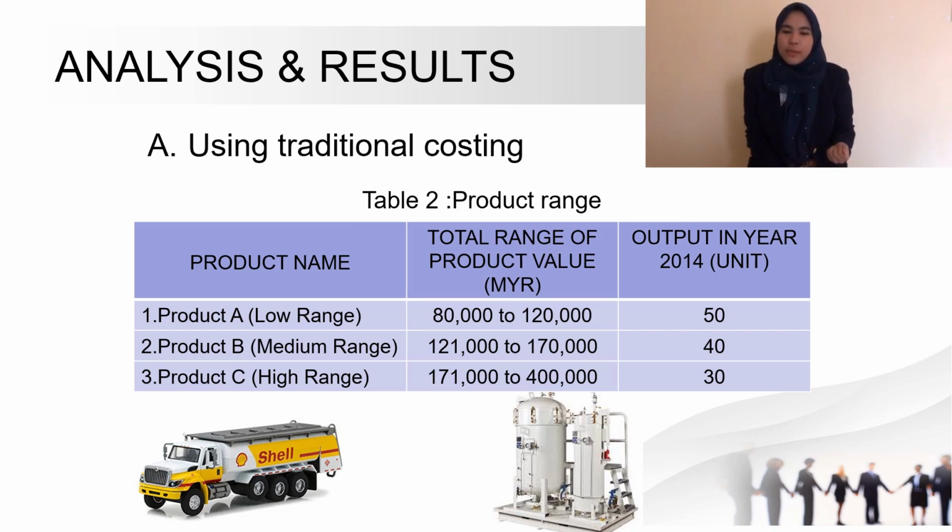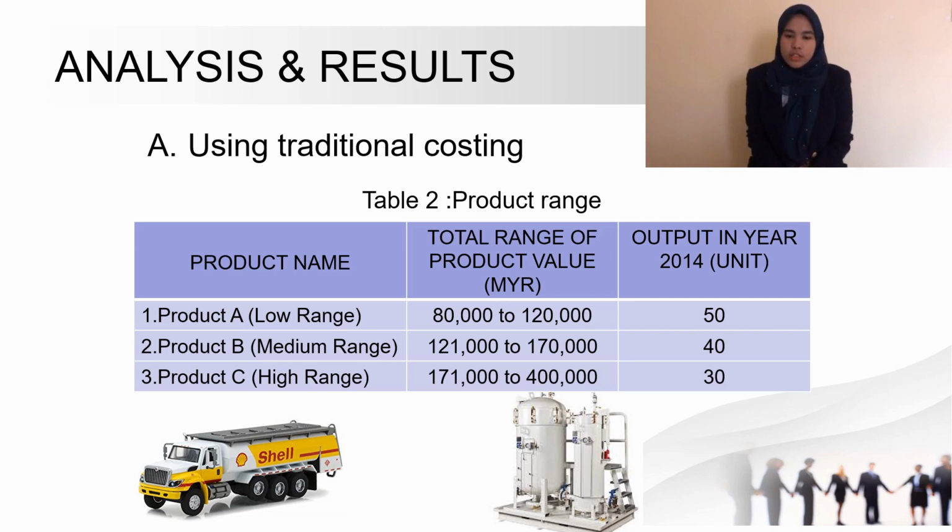Today I am going to explain the analysis and results based on traditional costing and activity-based costing. This study is based on a case study from a fabrication company in order to demonstrate and apply the activity-based costing method together with the traditional costing method for 3 selected product ranges as shown in the table below. The product range is in Malaysian ringgit. There are 3 products, which are product A, B, and C, according to the range.